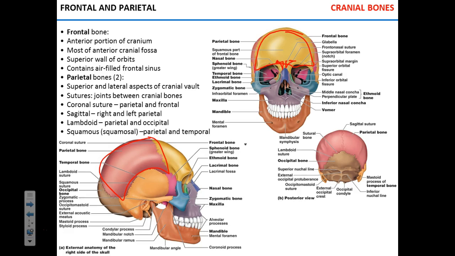Bones coming together. Period. That's the definition of the joint. A joint doesn't have to be movable. Does that make sense? It doesn't have to be movable. So a suture is an immovable joint. Okay?